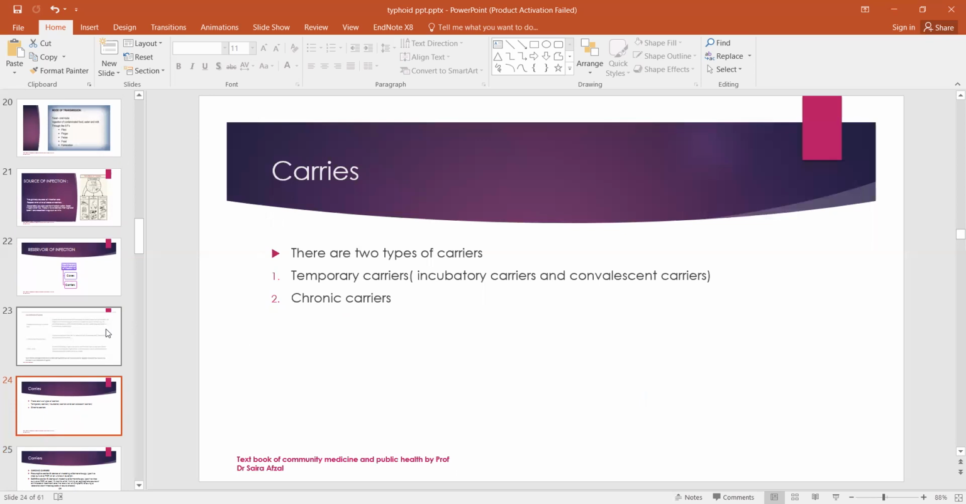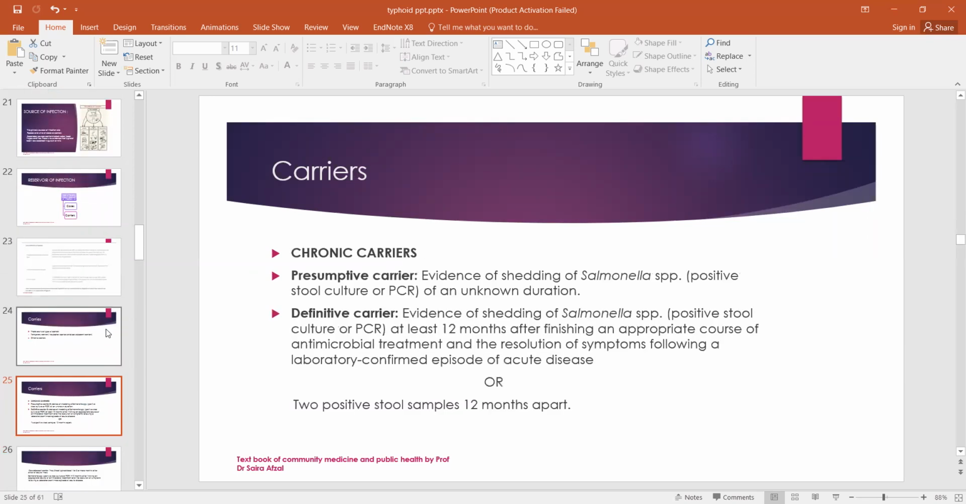There are two types of carrier: temporary carriers and chronic carriers. Presumptive carrier and the chronic carrier are further divided into three types. Presumptive carrier: evidence of shedding of Salmonella, positive stool culture or PCR of an unknown duration. And the definitive carrier: evidence of shedding of Salmonella at least 12 months after finishing an appropriate course of antimicrobial treatment and the resolution of symptoms following a laboratory confirmed episode of acute disease, or two positive stools sampled 12 months apart.